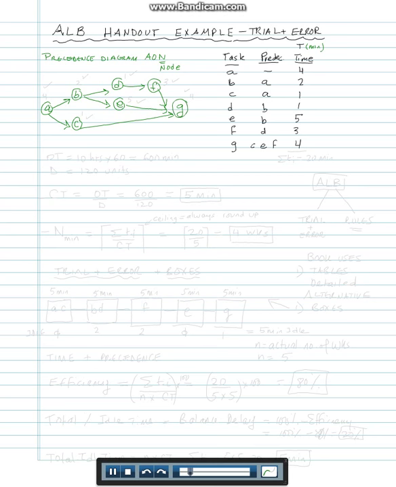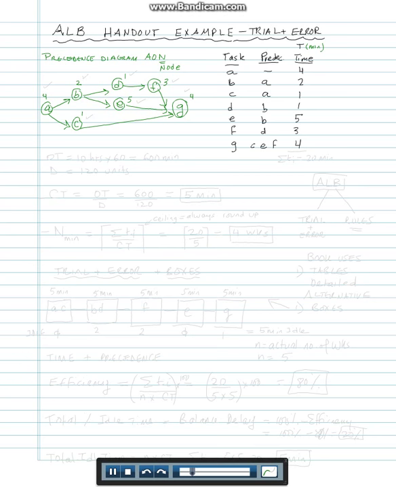It's also good to put the times on top of the nodes. So A takes 4 minutes, B takes 2, C takes 1, D takes 1, E is 5, F is 3, and G is 4. So this is called a precedence diagram for this problem. We write down what is given, and draw and label a precedence diagram that represents the different activities.